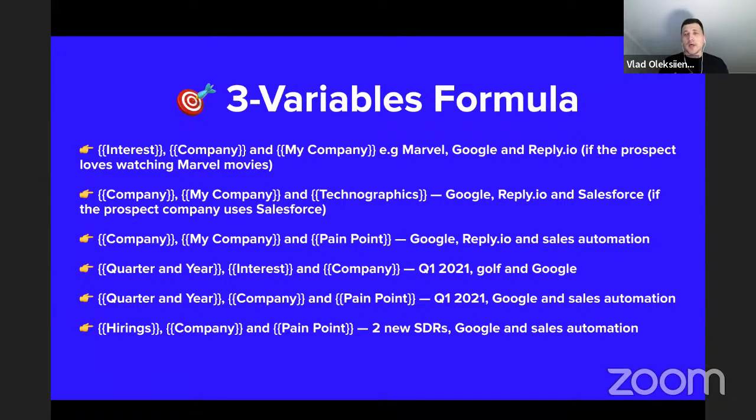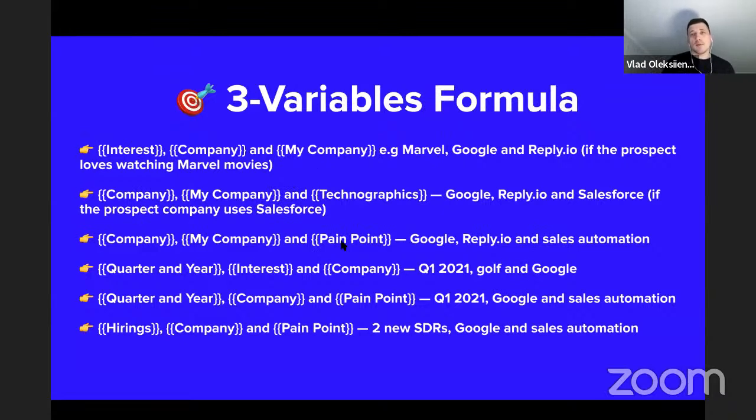So this formula encourages your prospects to open an email and somehow connect these three words together. So your main goal in your email is to connect all these three words in your template. The same with the first one, for example, interest, company, and my company: Marvel, Google, and reply.io.